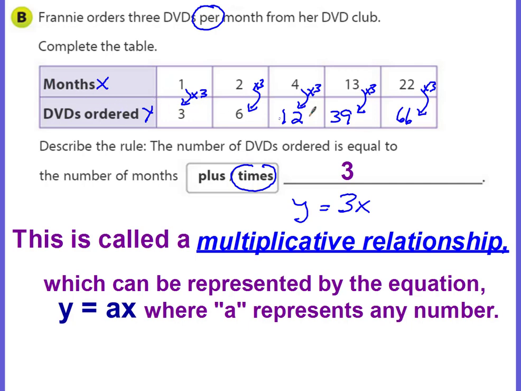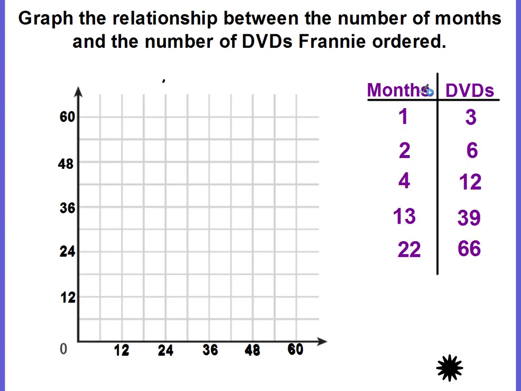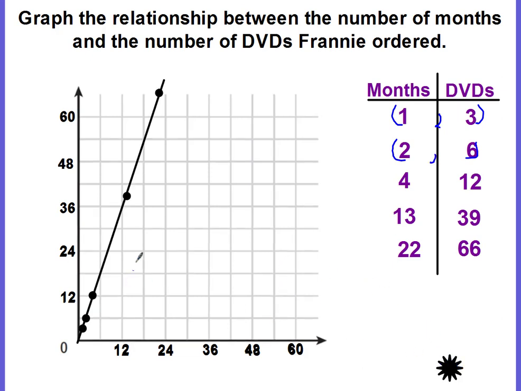And again, you can take the values from the table, put them in a T-chart to make your ordered pairs, and this is what your ordered pairs would be. 1, 3, 2, 6, and so on. You can then graph it, and you can see that it too is a linear relationship because it has a straight line.